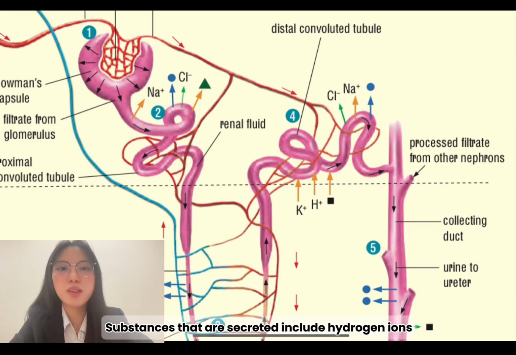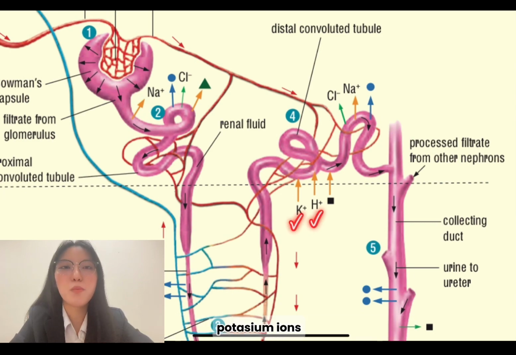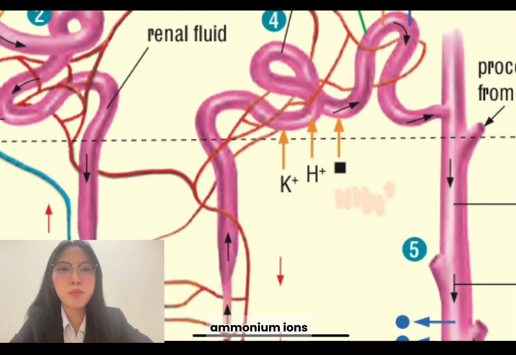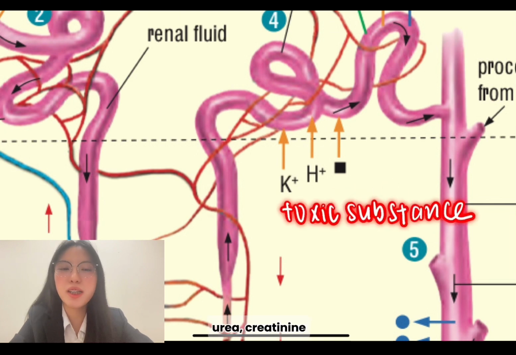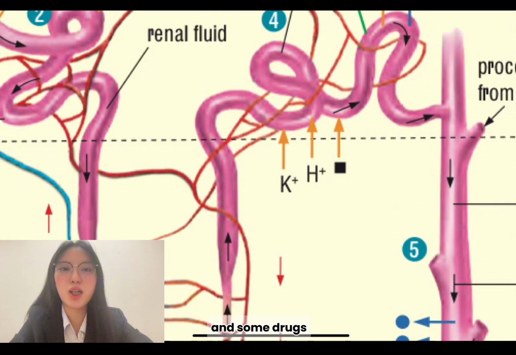Substances that are secreted include hydrogen ions, potassium ions, ammonium ions, urea, creatinine, toxic substances, and some drugs. Secretion gets rid of toxic waste and helps to regulate the levels of ions in the blood.